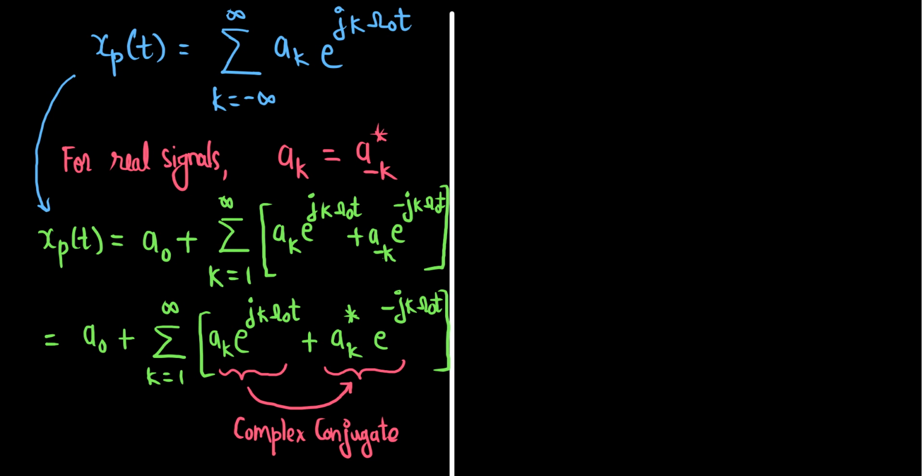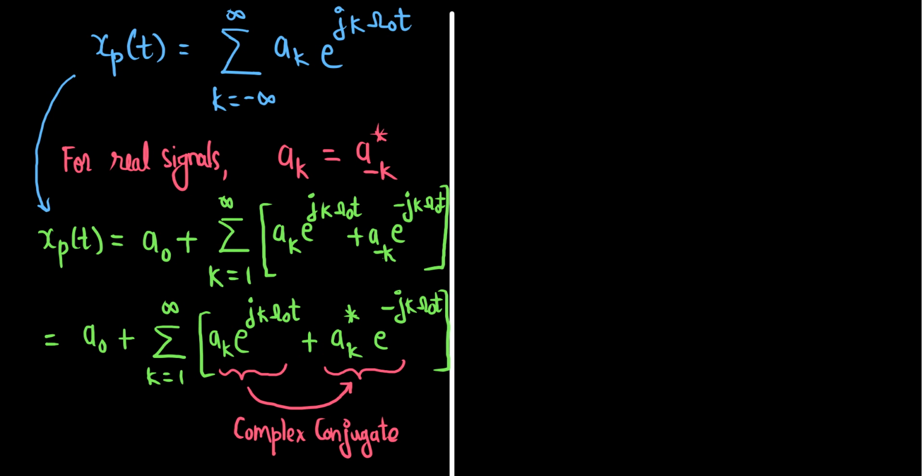If they are complex conjugates of each other, and we add them together, what is the resultant going to be? If I have a complex number and I add it to its own complex conjugate, we are going to get twice the real quantity.